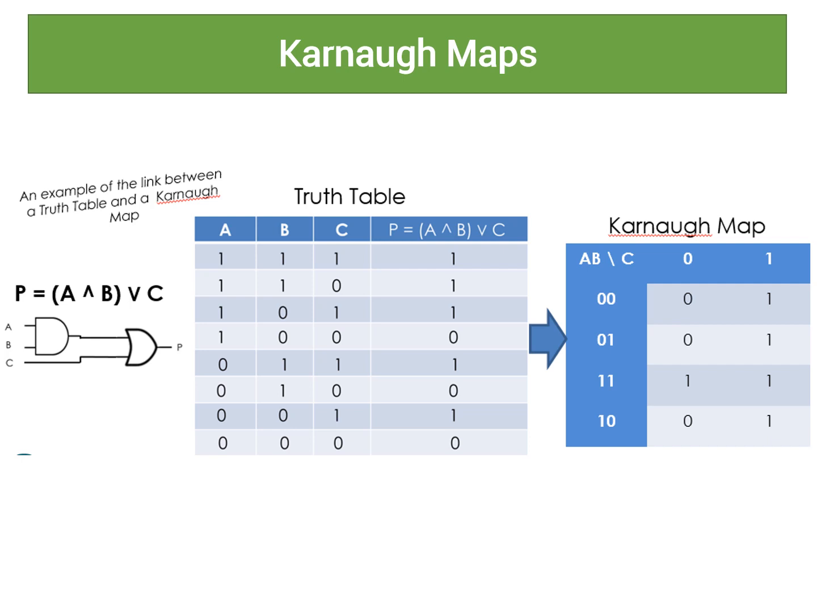Now, to simplify this, we can actually create a Karnaugh map. And you can see how much simplified the Karnaugh map is compared to the truth table. We look at A and B as one input, rather than A and B as separate inputs. They both link into one logic gate. So in this circumstance, we can create them as one input.